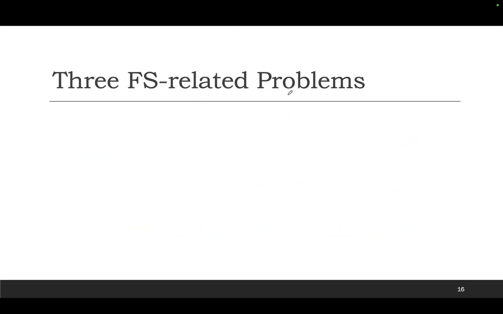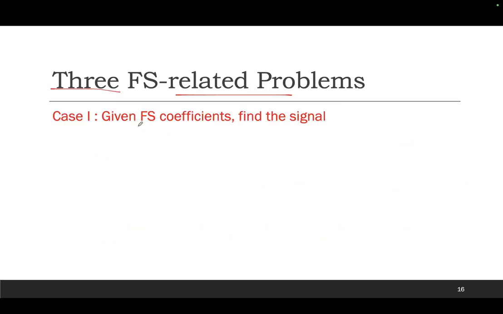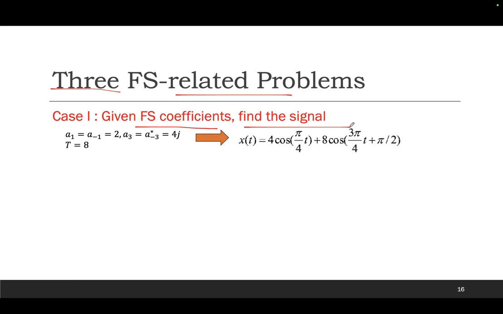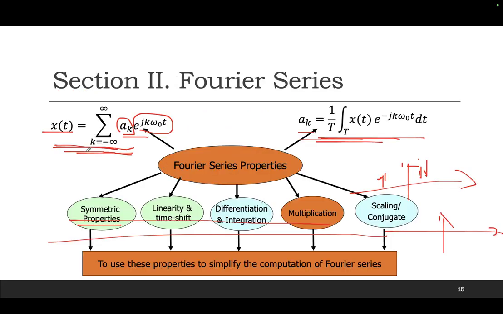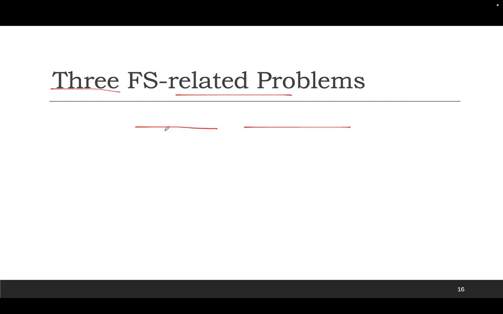For FS related problems, there are three different types. The first one is given the FS coefficient, find the signal. Actually, this one is not very difficult. You just use the synthesis equation, because this part can be converted to sinusoidal signals using the Euler equation.